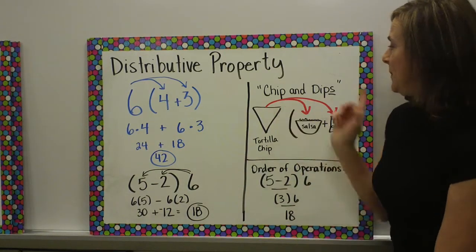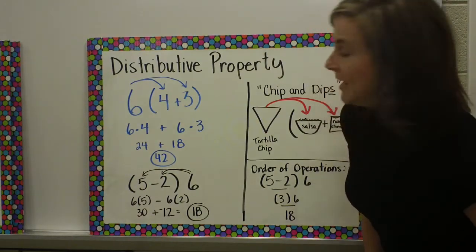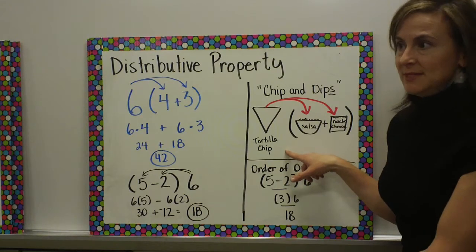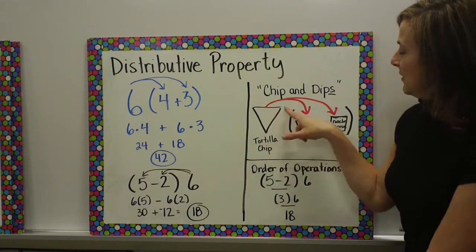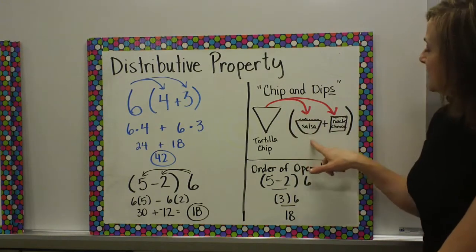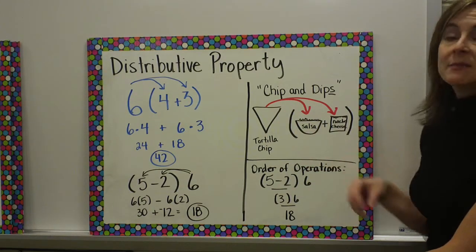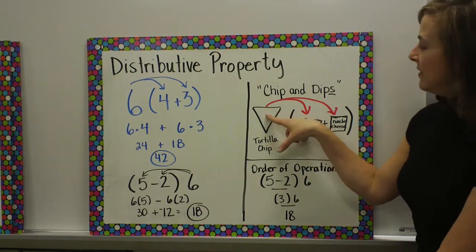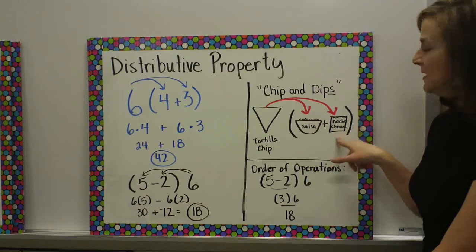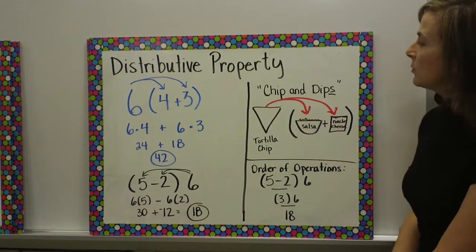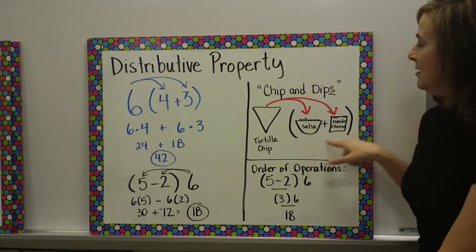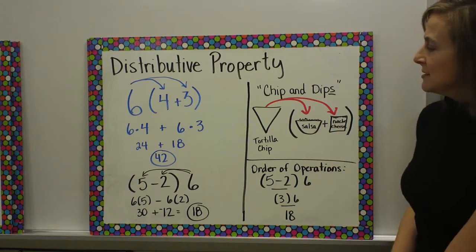I call this the chip and dips idea. Actually, Mrs. Lesh came up with that. But I love thinking of that in this way because it deals with food. If you take a look, I have a tortilla chip here, and then I have my parentheses, and I have salsa and nacho cheese. Well, to make a really good chip, I want to take that tortilla chip, and I'm going to dip it in the salsa, and then I'm going to dip it in the nacho cheese. So that's our pictorial representation to remember to distribute that chip to both of these bowls of deliciousness.